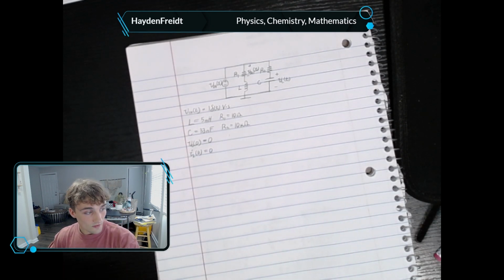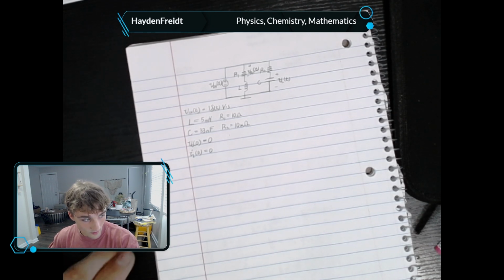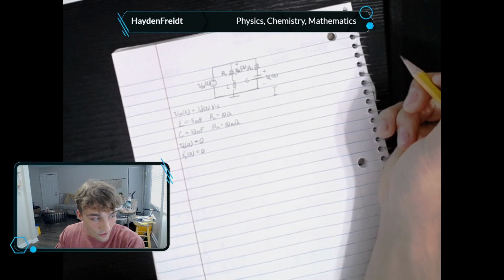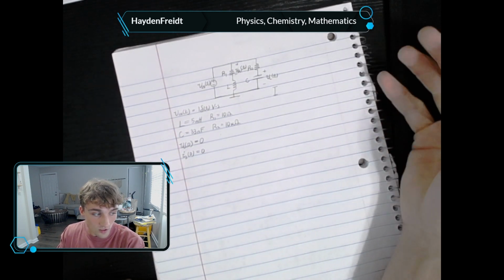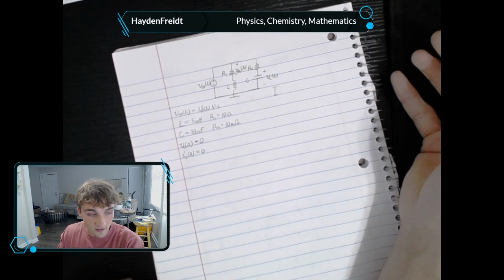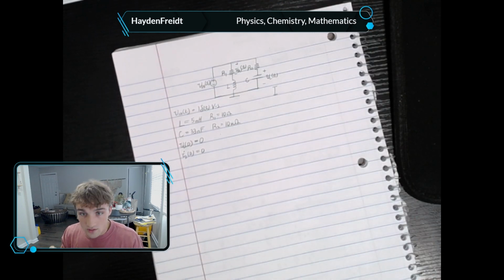Let's see where we are. What is the value of VR1 of t at t equals 0 negative, in volts? What is the value of VR1? So, the voltage across R1 at just the instant before t equals 0.